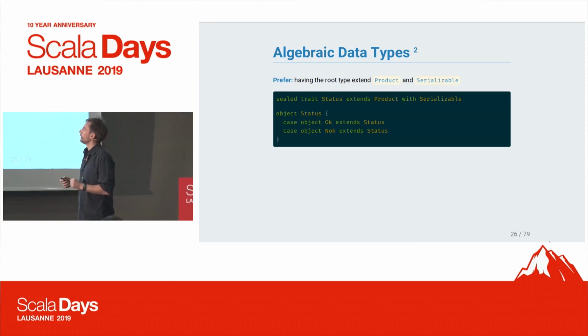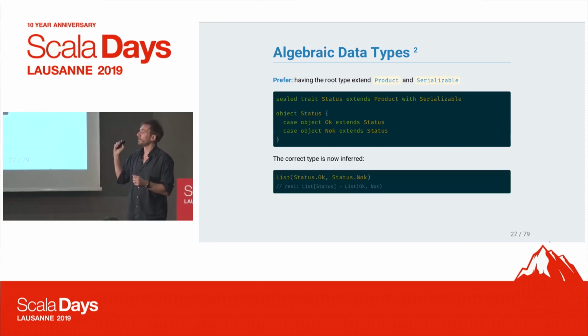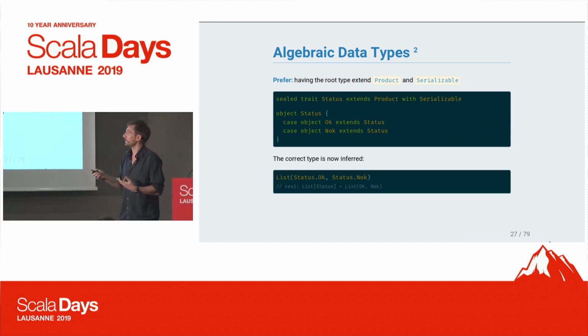And the way to trick the compiler into doing what you expect is to have your ADT extend product with serializable, because all of a sudden, magically, OK does extend status and product and serializable, not OK as well, but status is also a product and a serializable, and so the least upper bound is going to be status. So this works. This behaves as expected.